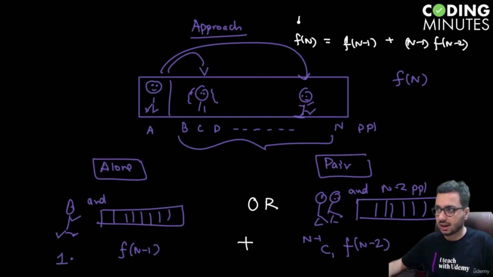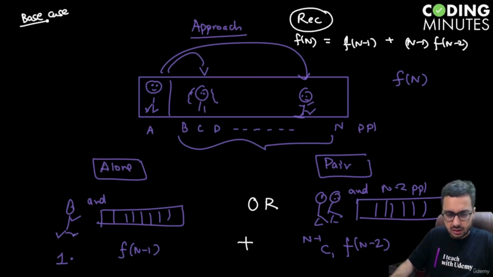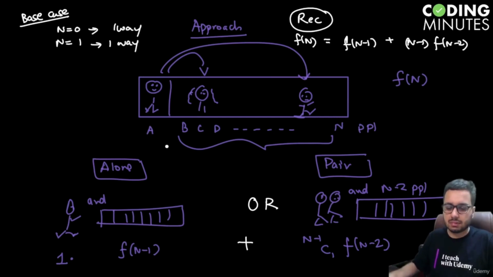That is the recurrence that we have created. Now what about the base case? If there are 0 people in the hall, one way. If there is 1 person, there would be one way. If there are 2 people, then either they go alone, let's say A and B, or they go as a couple. There are 2 ways.